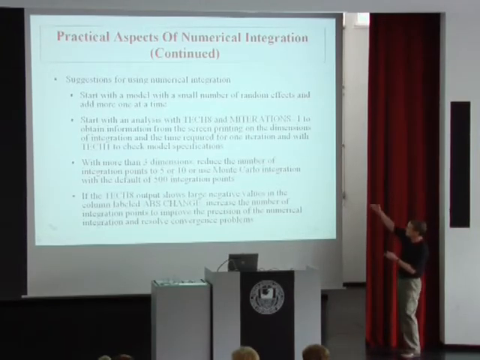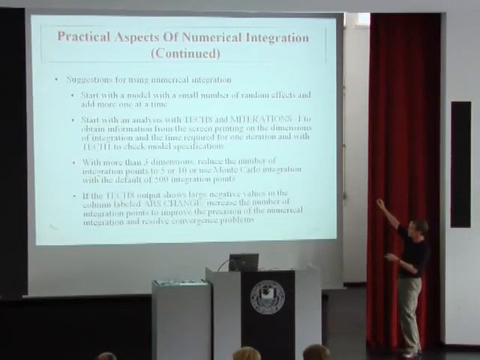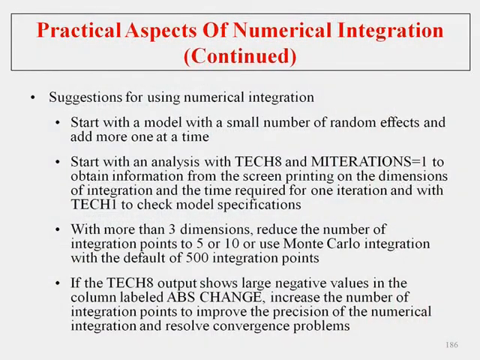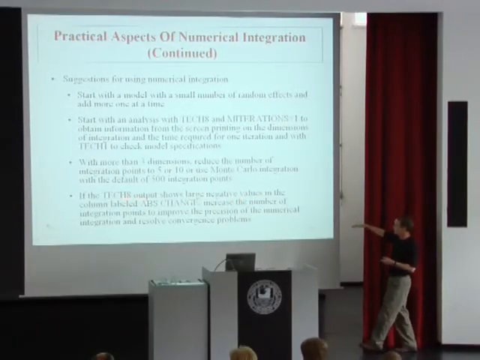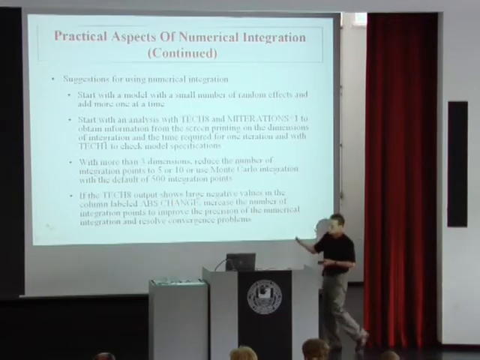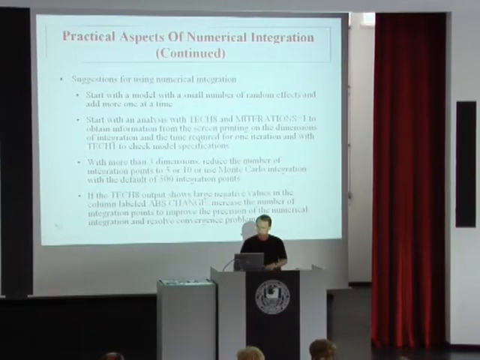So all of these suggestions are good. You should read them. Here it says with more than 3 dimensions, you could reduce the number of integration points to 5 or 10, or use Monte Carlo integration. Sometimes if you reduce the number of integration points too much, you will get optimization problems, which are shown in the technical output number 8, where you get negative improvements in the likelihood instead of improving the likelihood continuously.